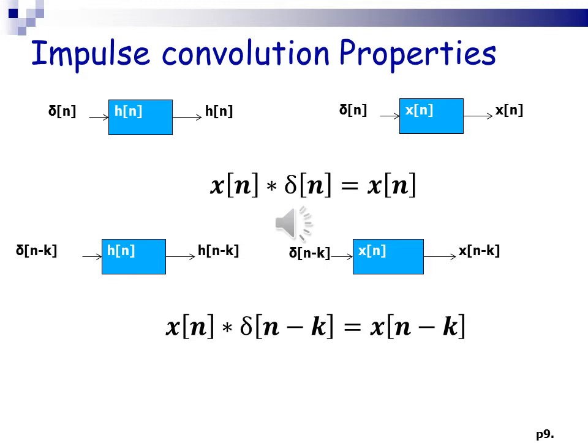So what will I get? Del of n minus k when applied to a system which has impulse response x of n, output will be equal to x of n minus k. And how did I get this output? It's a convolution of these two, that is del n minus k convolved with x of n. So x of n convolved with del n minus k is equal to x of n minus k. So what the property tells us now is, if a signal is convolved with a shifted impulse, the signal nature remains the same, only there is a shift in the signal. So a signal convolved with a shifted impulse results in a shifted signal. I hope you understand these two properties very well, because these two are important properties of convolution.